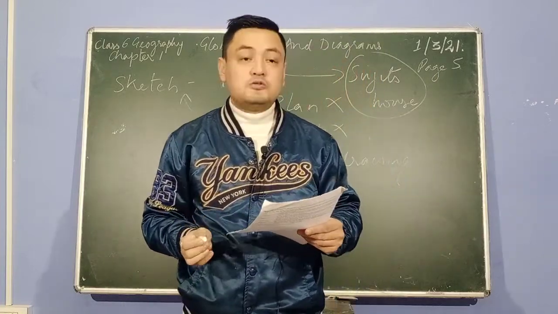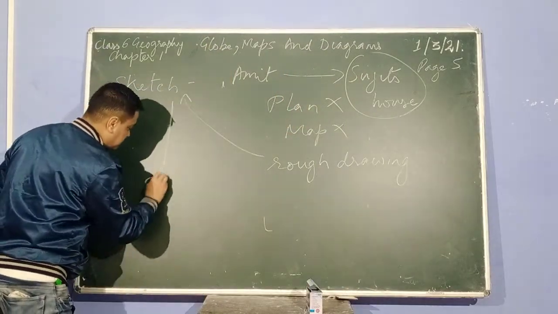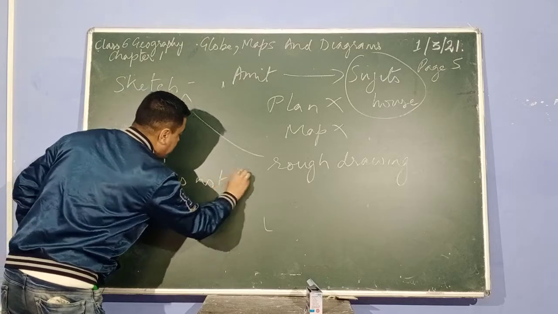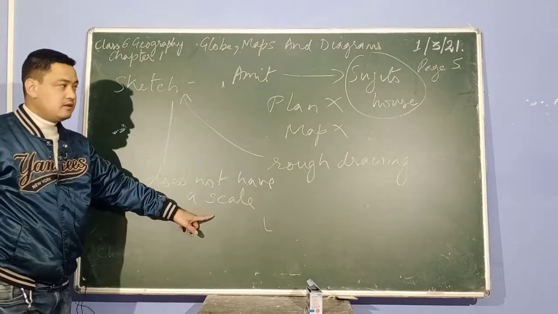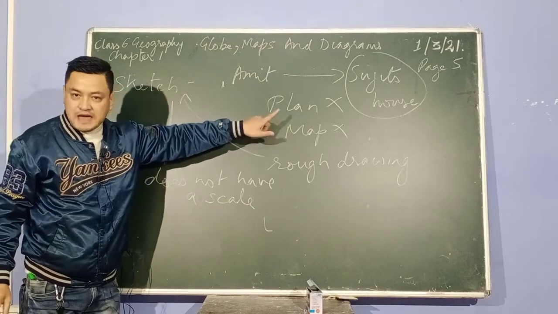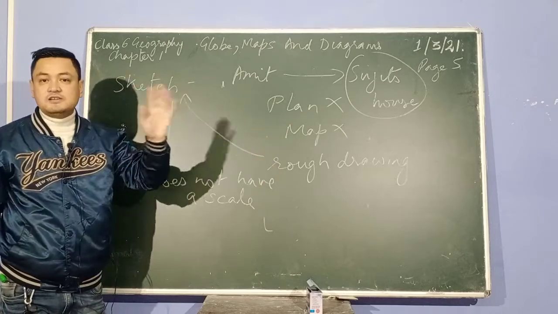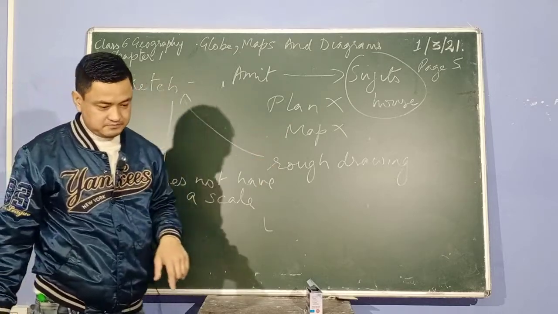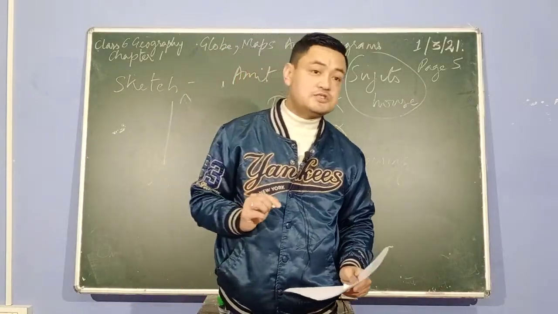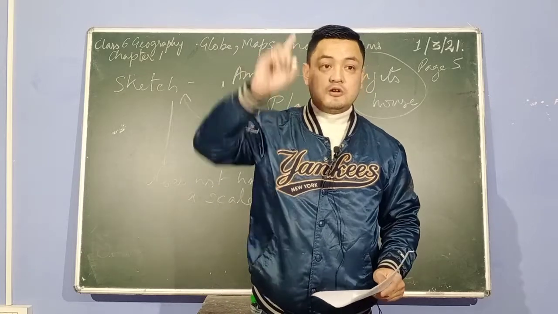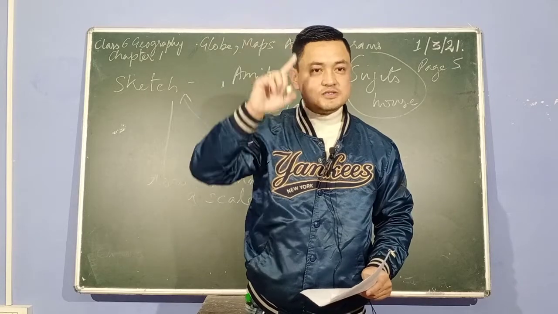Such a drawing would not be drawn to a scale. So, a sketch does not have a scale, but a map has a scale and a plan has a scale. Are you understanding? It has only what? Directions. And which directions am I talking about? Cardinal directions. North, south, east and west. Are you getting my point?